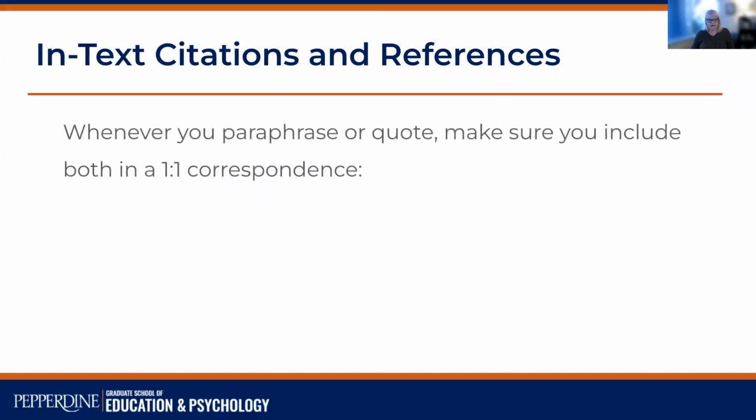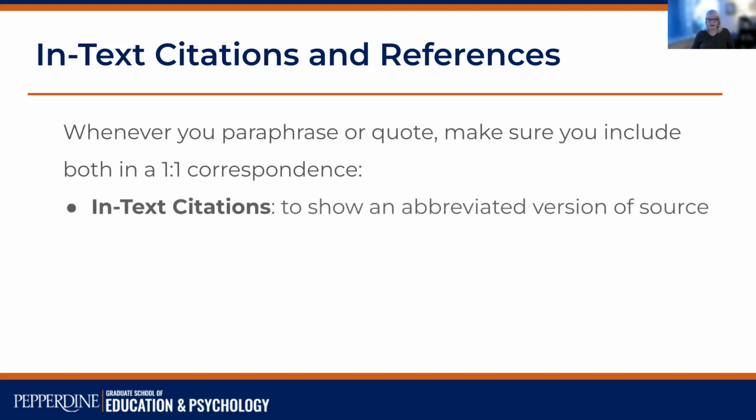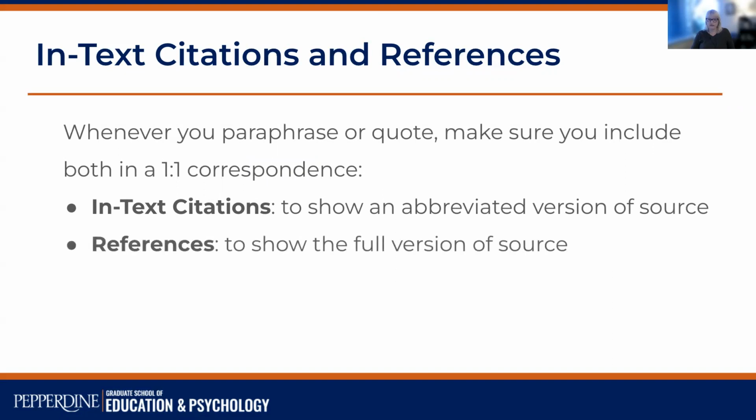Whenever you paraphrase or quote, make sure that you include a one-to-one correspondence between your in-text citations, where you show the abbreviated version of a source, usually just the author's last name and the year. And then in your references, you show the full version of the source listed out. So you must have this one-to-one correspondence where all of the citations you use in your text appear as full references on your reference page and vice versa.